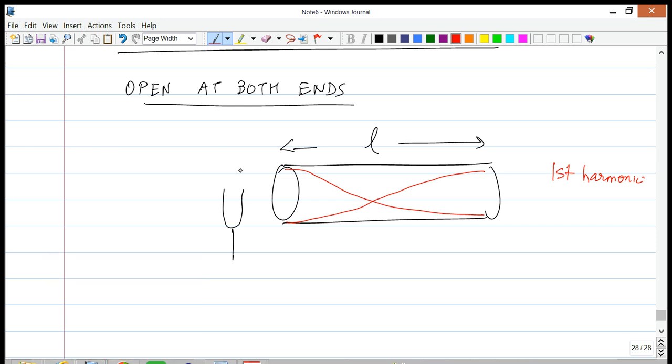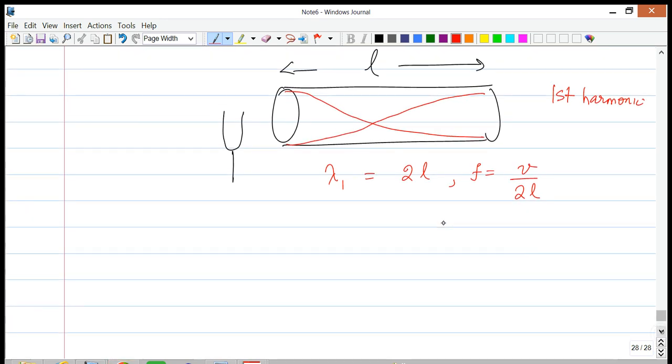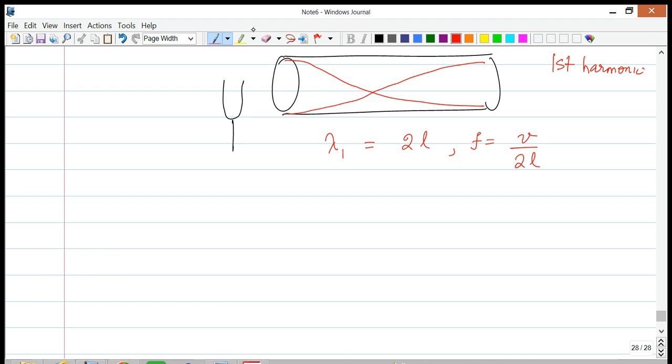Now if you look at this, it is simply half a wavelength. So my lambda 1 is equal to 2 times L, and my frequency is equal to the speed of sound divided by lambda 1, which is v over 2L. You'll see that for the tube open at both ends, it follows the same pattern as for the string. Let's do a few cases and it'll become very clear.